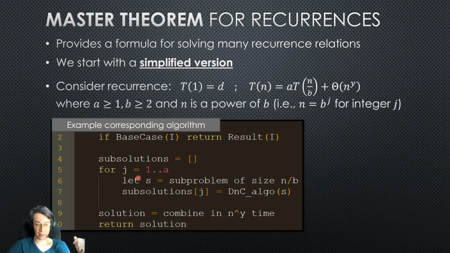And then for each of those A subproblems, for each of those A iterations of this J loop, we're going to construct a subproblem S of size n over b, where n is the size of our problem instance I. Then we're going to compute a subsolution by making a recursive call to this DNC algo, giving it the subproblem as its input. And then we're going to combine in order n to the y time, and all of the other calculations we do in this function, except for the recursive call, should be performed in order n to the y time. So intuitively, this is one template for an algorithm that would correspond to such a recurrence.